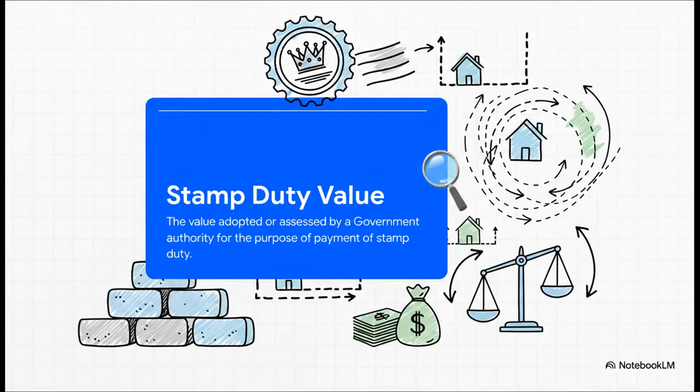All right, this next term is absolutely critical. You have to understand stamp duty value. You might know it as the circle rate, the guidance value, or the Ready Reckoner rate. Whatever you call it, it's the minimum value set by the state government for property registration. This number is the foundation of the entire rule.